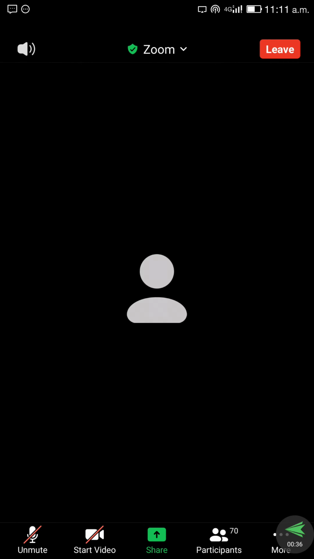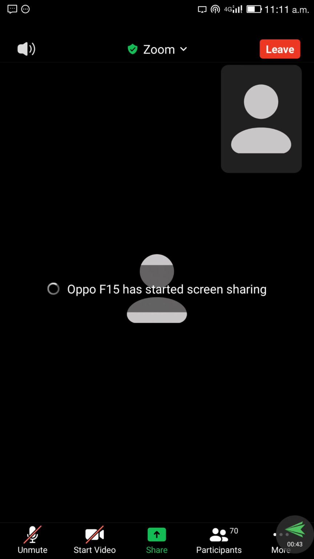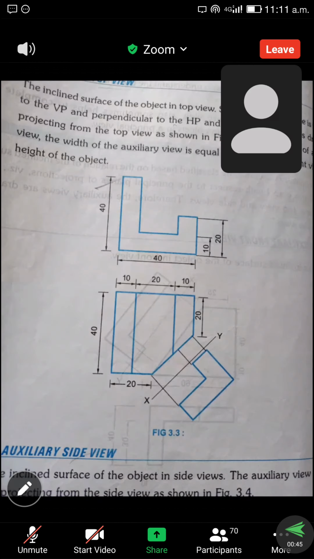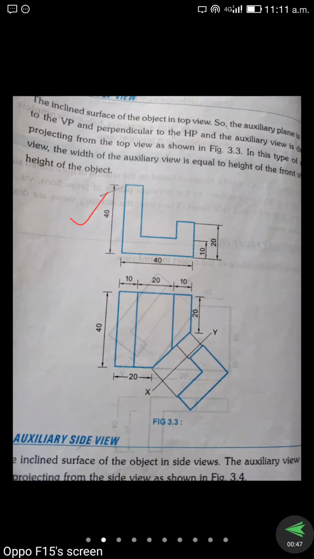The inclined surface is in the top view. See here, here is the front view and here is the top view. Okay. So where is the inclined surface? In the top view. That is known as the auxiliary top view. So see here, what is the auxiliary top view? The inclined surface of the object is in the top view. See it like that: the inclined surface of the object is in the top view.